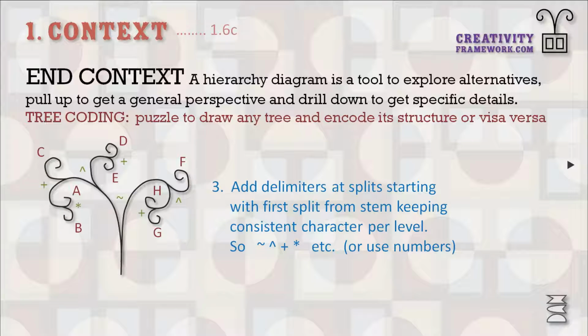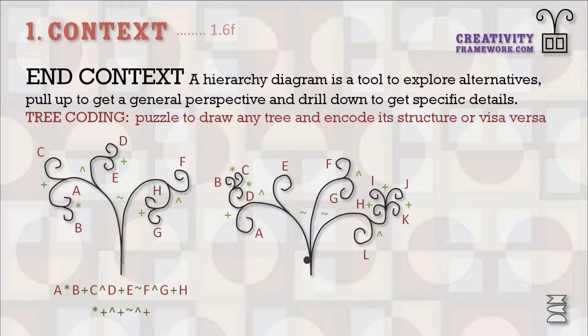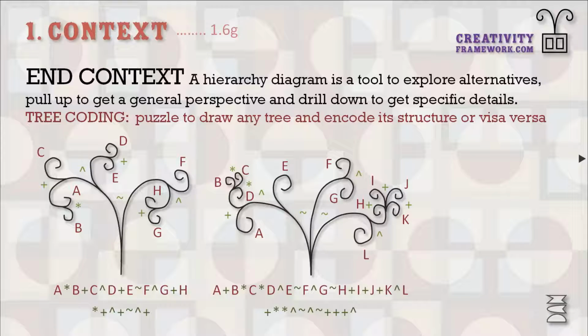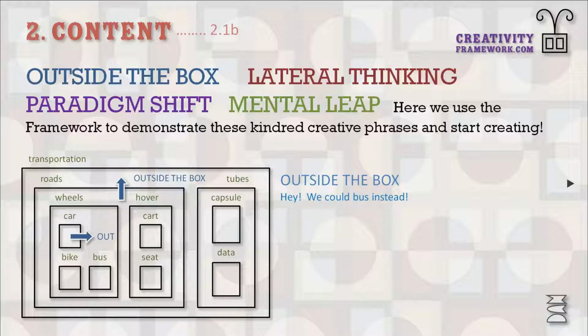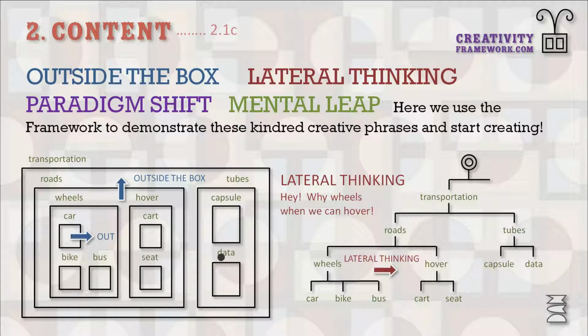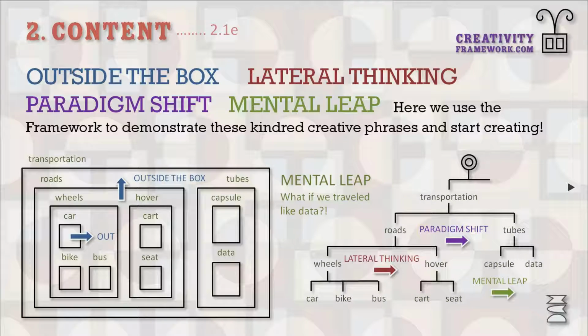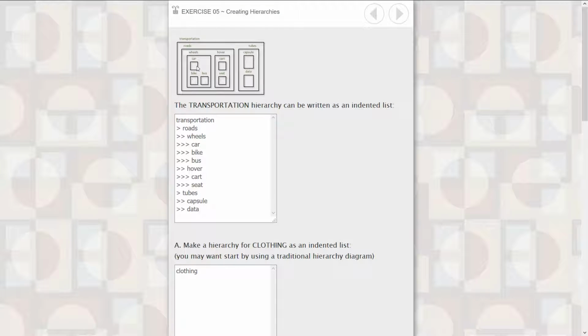We didn't even get to the end. This is the end of the context. Let's just move to the next one. Here's the content where we start looking at this classification structure as explaining things like outside the box, paradigm shift, lateral thinking, mental leaps. So it's actually with the techniques that you're using to code that you can use those same techniques to create. And that is just fantastic. It's brilliant. So that's what this is doing. It helps you understand what that is.